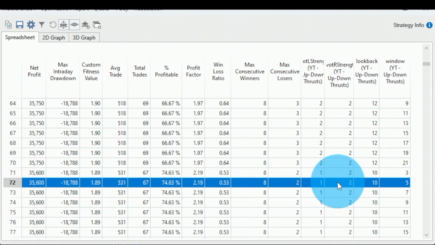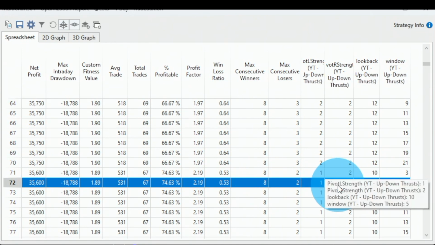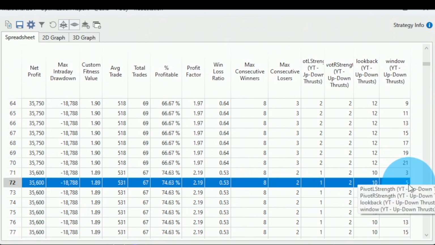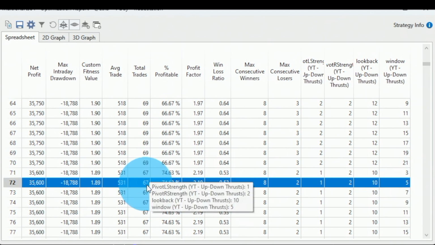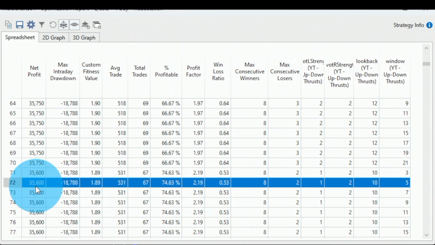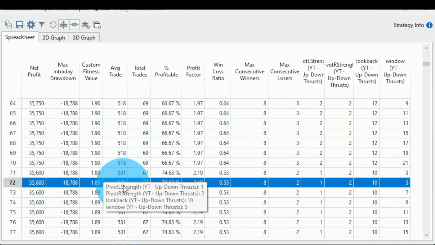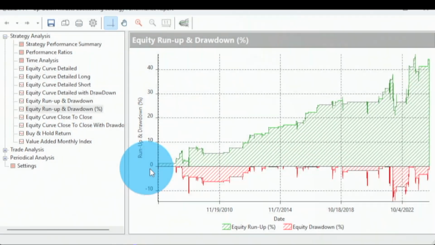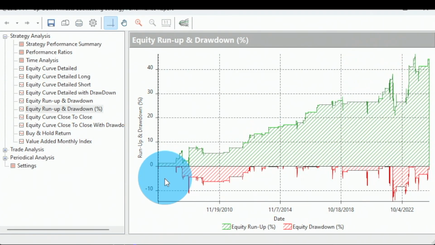So we can pick this pattern. It's 1, 2 with a look back of 10 and a window of 5. So this one is making 67 trades and $35,000 with an average trade of 531. So again, that's really good. This is how the equity curve looks like. So now we have 2 patterns to go long and 1 pattern to go short.